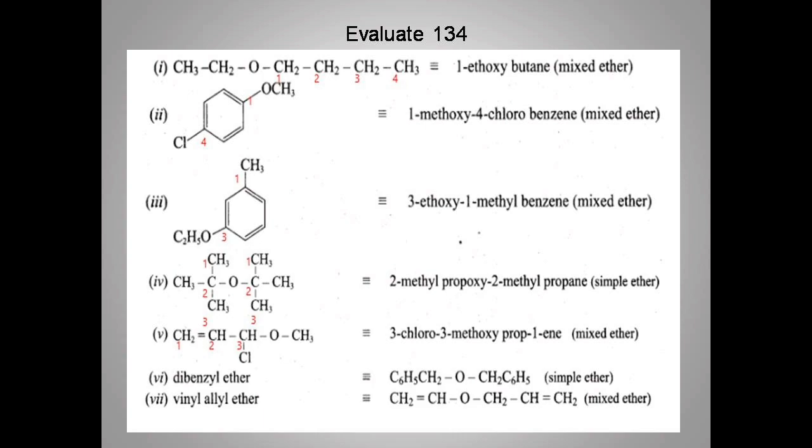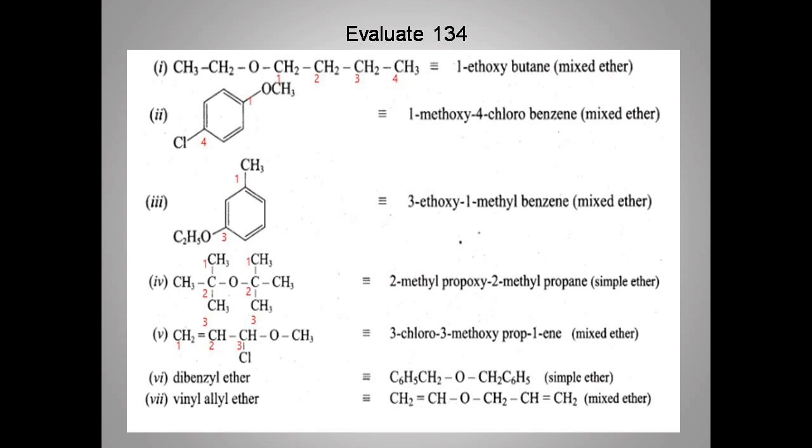The next one, the oxygen contains methyl on one side and an alkenyl group on the other side. It is also a mixed ether. I put the numbers 1 to 3. The third carbon contains chlorine, and the first carbon contains a double bond. So 3-methoxy 3-chloro prop-1-ene.